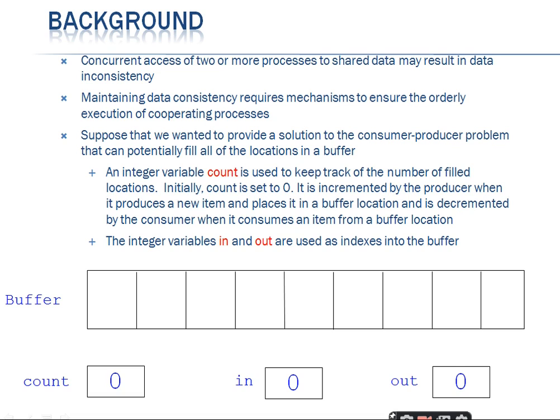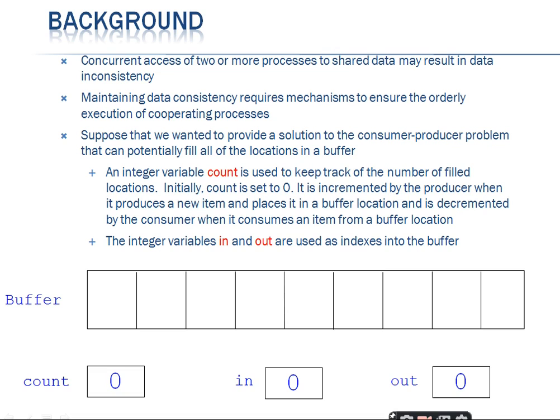Maintaining data consistency requires a mechanism to ensure the orderly execution of cooperating processes. So we need to maintain data consistency to ensure that the cooperating processes get the correct data for their execution.